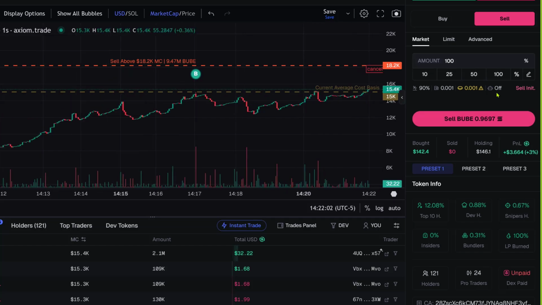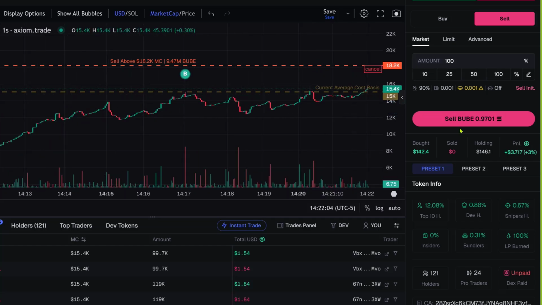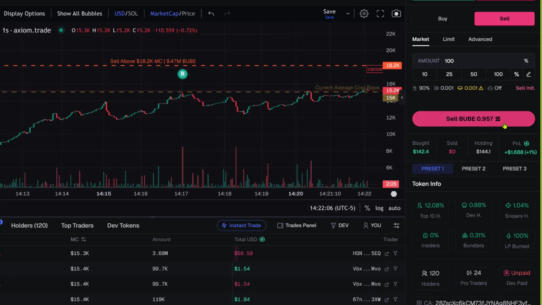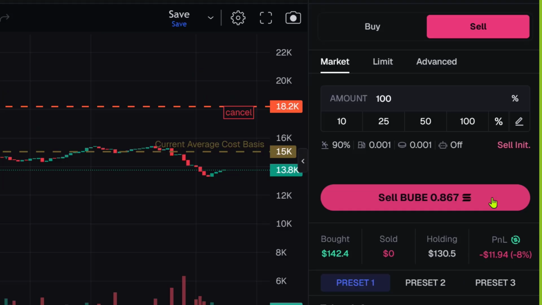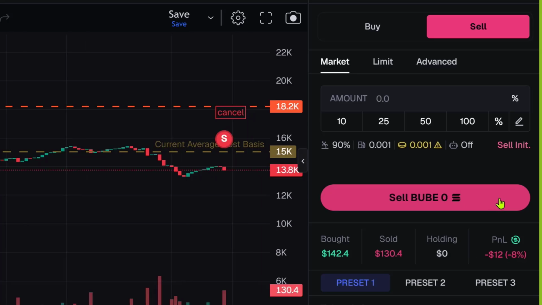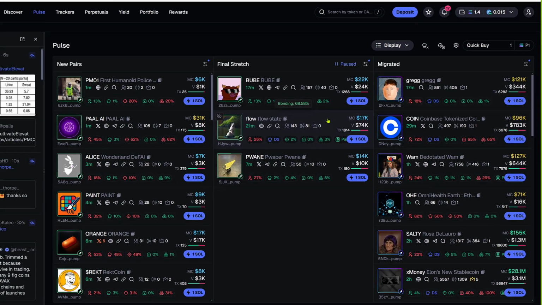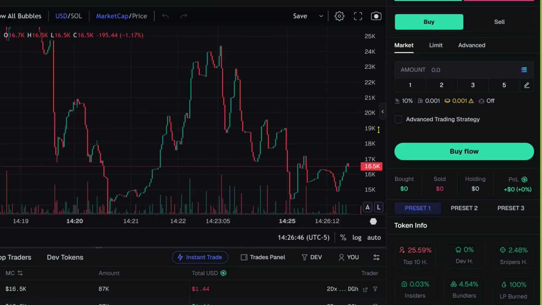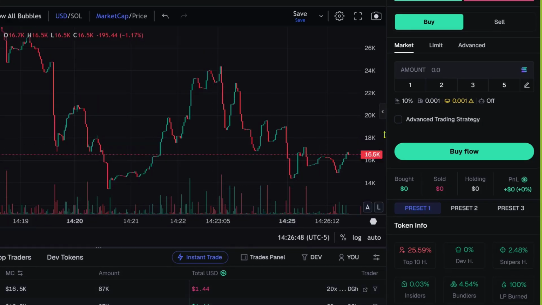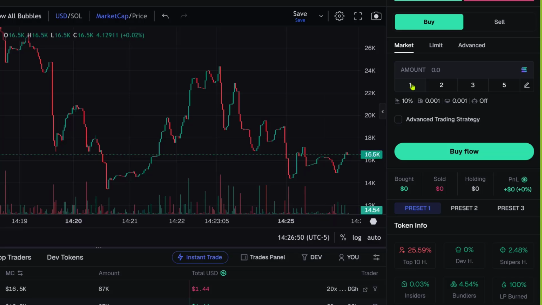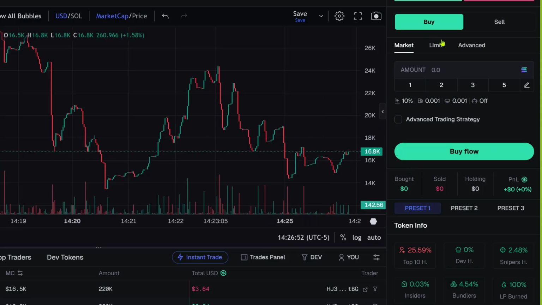I don't feel too confident about this one, to be honest. Just don't like staying still for too long. Yeah, we got to get out of this one. We'll take the nominal loss. Move on. Okay, let's check this one out here. DexScreener paid for. Let's try them out.